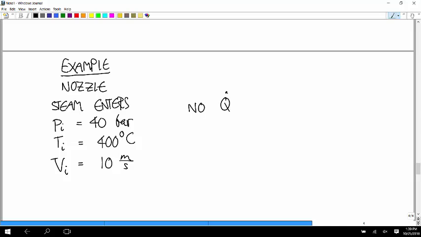So no Q dot, no change in potential energy. Those are just given in the problem. And through the whole thing, the mass flow rate is 2 kilograms per second. We'll assume that it's steady state, so we're going to use that to eliminate the rate of change of the energy.